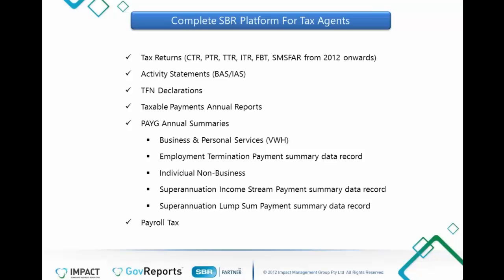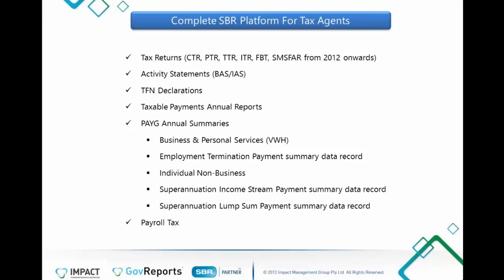You can prepare and lodge all types of tax returns, generally from 2012 or even earlier if it's a business-related tax return, as well as other compliance reports including activity statements, TFN and ABN reports, PAYG, payroll tax, and taxable payment annual reports. With the end of financial year in mind, at GovReport you can prepare and lodge all five types of activity statements and all five types of PAYG payment summaries, regardless of whether the clients use accounting or payroll software or not.